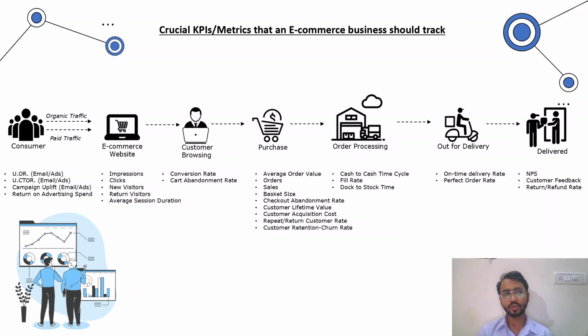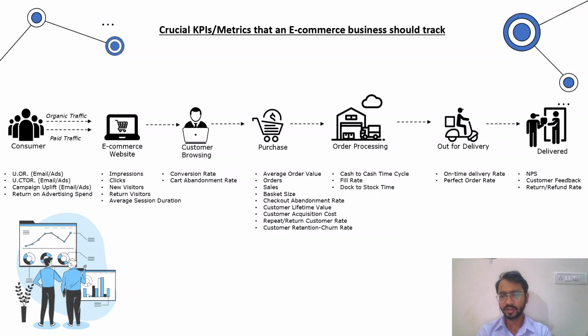Then we have dock to stock time. The name of this metric is very intuitive. For example, a shipment comes and parks in your warehouse. The total time it takes to get that shipment out of the truck or out of the vehicle to actually stock it in your warehouse is dock to stock time. Then let's say our product goes out for delivery. So we have on time delivery rate, which is out of 100 orders, how many orders were delivered on time.